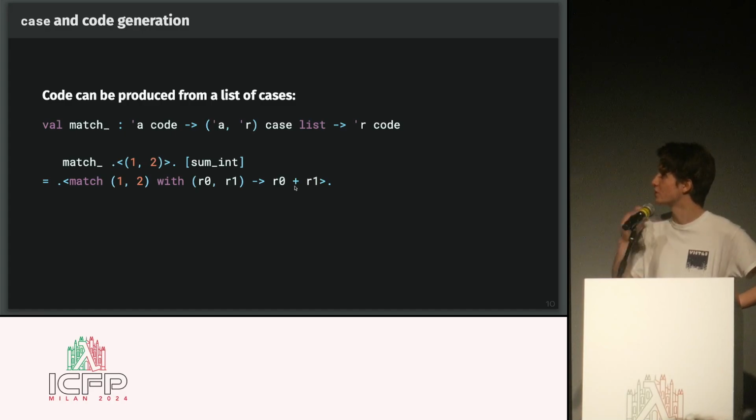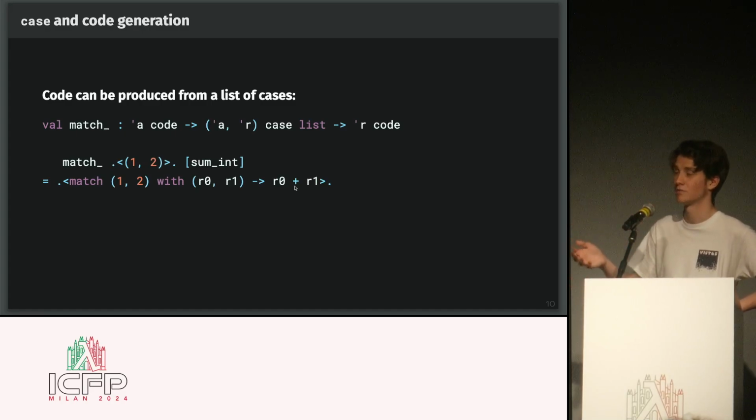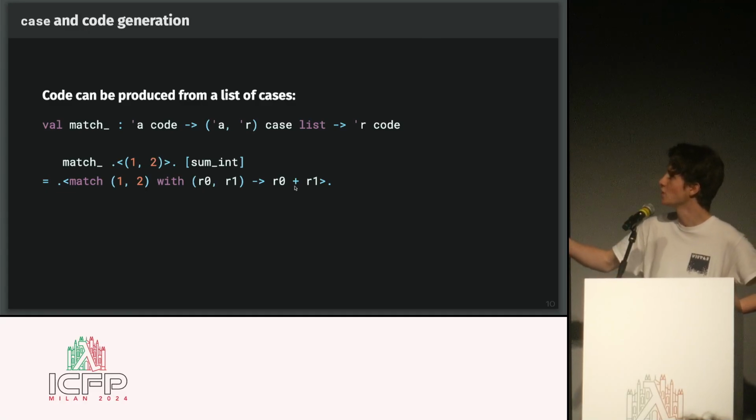And this is used precisely as you'd expect. So if we provide it a particular scrutiny, here the tuple of 1 and 2, and our pattern which we've built up, we generate precisely the code you'd expect, matching the scrutiny on the values and producing the sum of them.